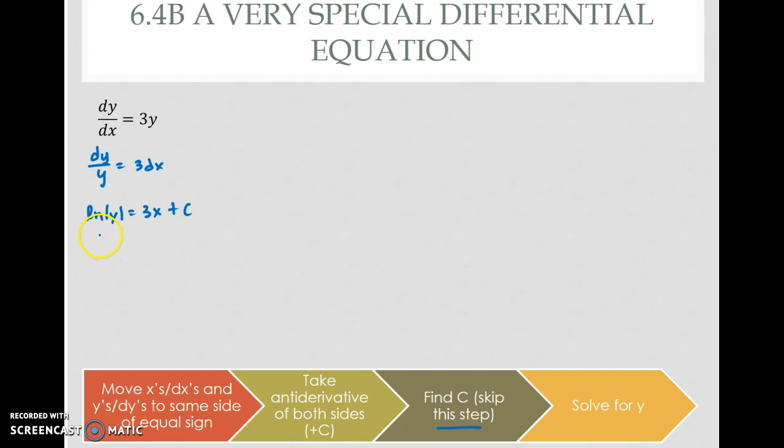I'm going to exponentiate, so I have the absolute value of y is equal to e to the 3x plus c. And then I'm going to write that using the exponent rule for multiplication, as e to the 3x times e to the c. And so the absolute value of y is equal to that. I'm going to write that as y is equal to plus or minus e to the c times e to the 3x.